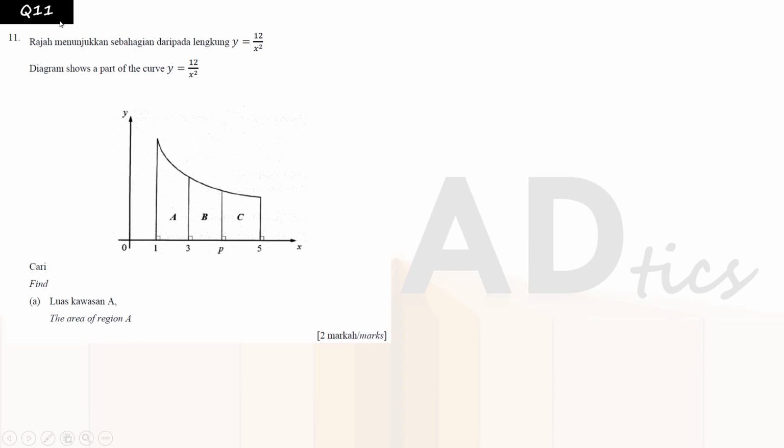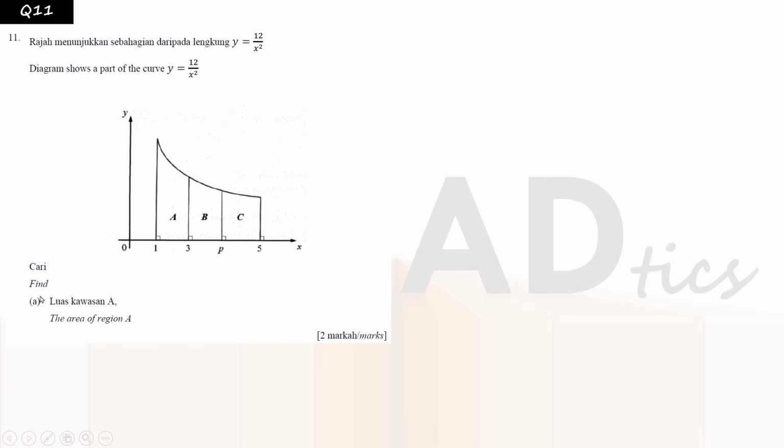For question 11, I'm not going to reveal which chapter it's from first, but I'll reveal it during part A later. So let us go through the question first. Here we have the curve's equation, and in this diagram you can see that there are 3 regions A, B, and C, and it is actually under the curve.